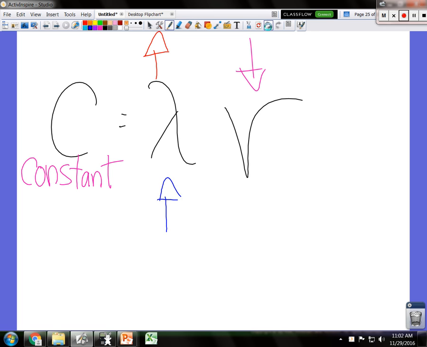Wait, I did that wrong. Sorry. My bad. I did it backwards. If that goes down, then what? This has to go up. So how are frequency and wavelength related?